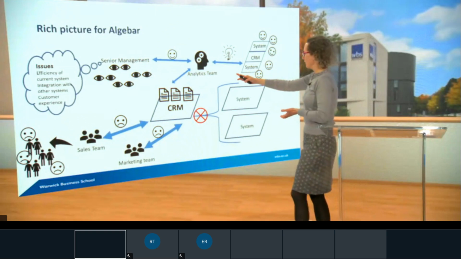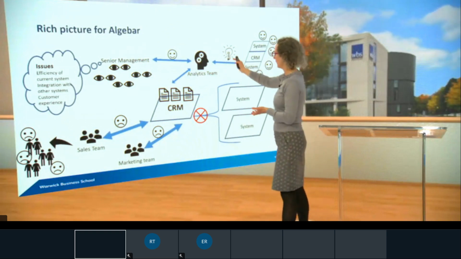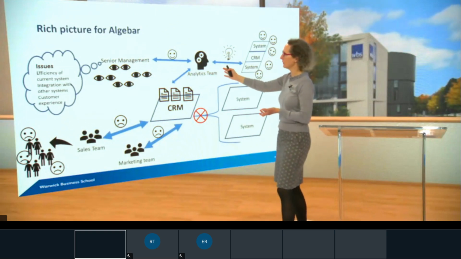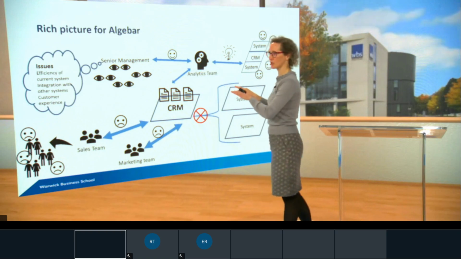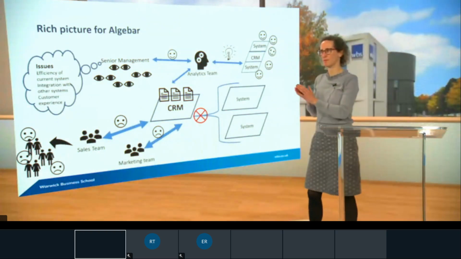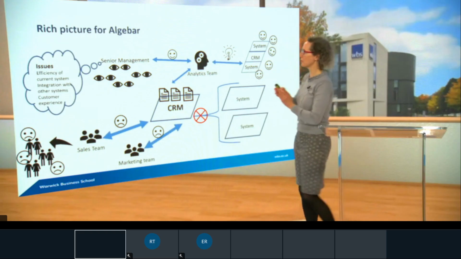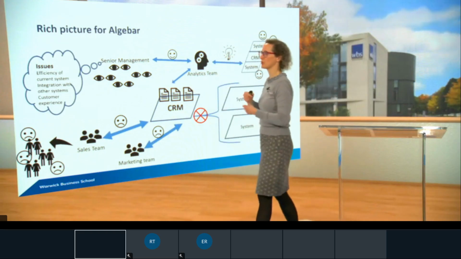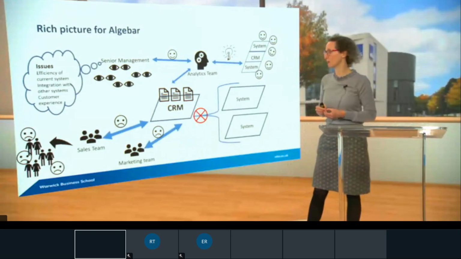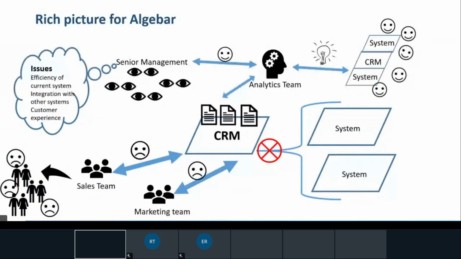Senior management team are hearing about this from the analytics team, and they're thinking, we've got our eyes on this customer relations management system. It's not looking quite so good to us. We see some issues here. We're concerned about the efficiency. We're concerned about the integration with the other systems. We're concerned about the customer experience.